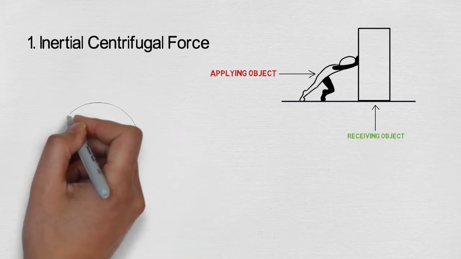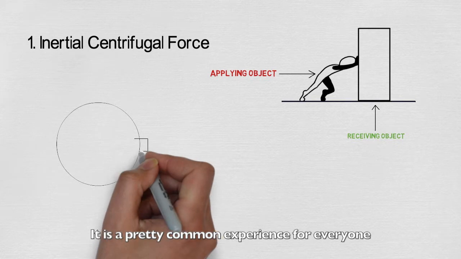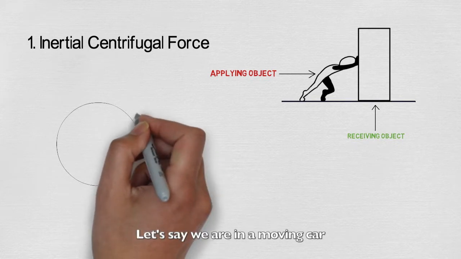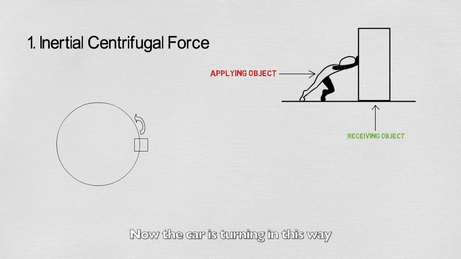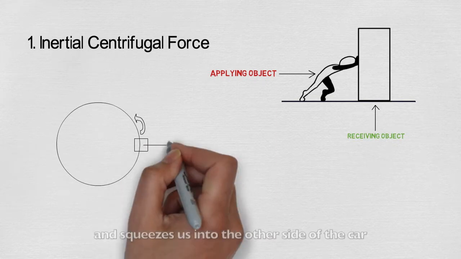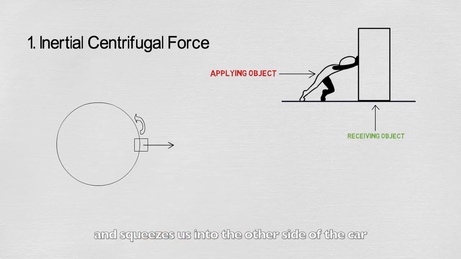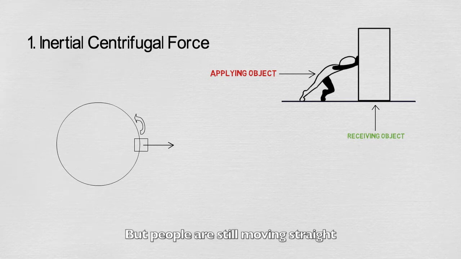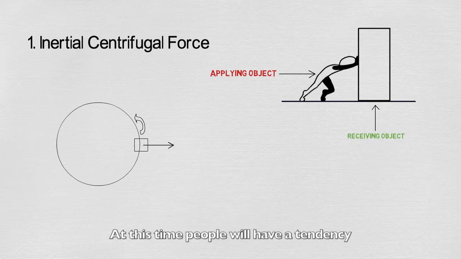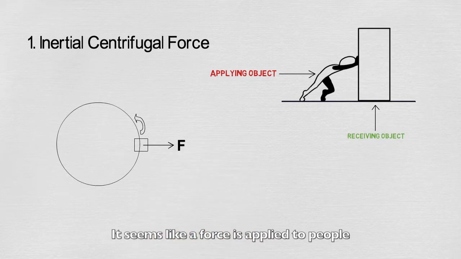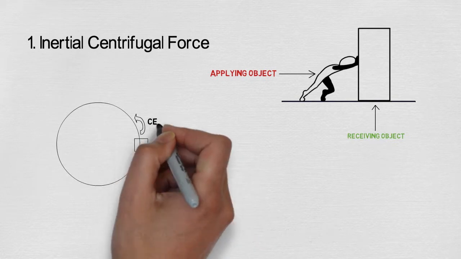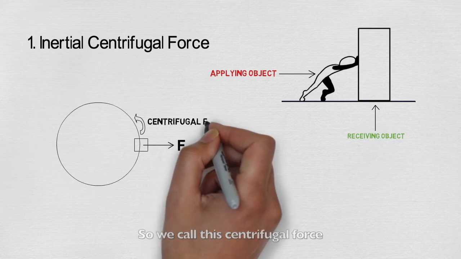Let's take an example. It is a pretty common experience for everyone. Let's say we're in a moving car. Now the car is turning in this way. We will feel as if somebody's pushing us out and squeezing us into the other side of the car. Now we understand that the car is turning, but people are still moving straight due to their inertia. At this point, people will have a tendency to move outwards relative to the car. It seems like a force is applied to people, so we call this centrifugal force.